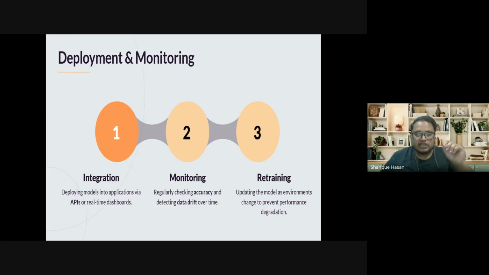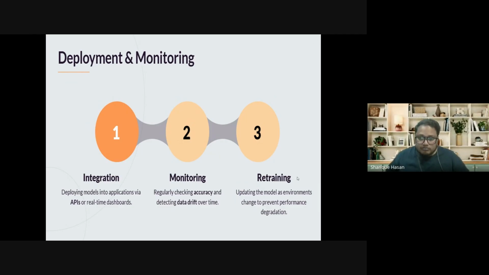Monitoring is regularly checking the accuracy and detecting data drift over time. If at the start the accuracy was correct, but after some time the accuracy gets irregular or messed up, you're going to check if there is anything wrong with the model. You check even with a test data set. If there is a problem, you correct the model. If you don't find any problem, it means the data set is wrong, so you change or restructure the data set.